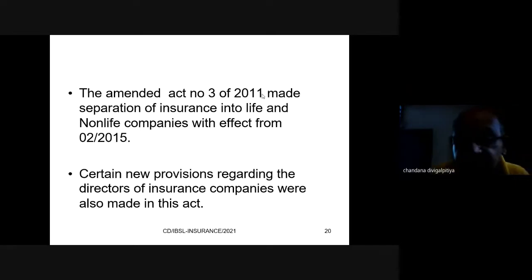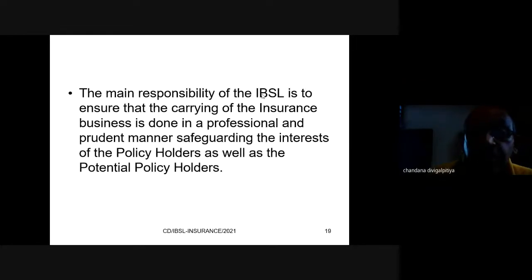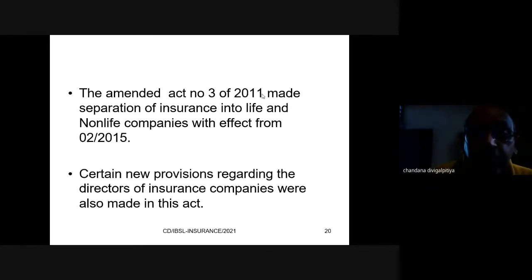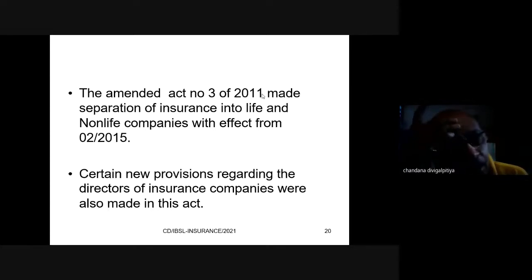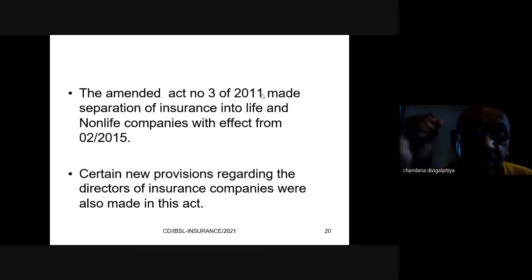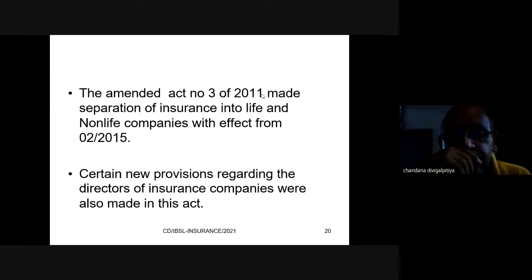Then this act was amended in 3 of 2012. Basically there was an amendment to this 43 of 2000 in 2011. With this, now all insurance companies have to separate into life company and general company. In 2015, as you have seen, except for the insurance corporation, all the companies have life company separate, general company separate. All right. Certain new provisions regarding the directors of insurance companies were also made in the act. So there were new provisions that came under this act.